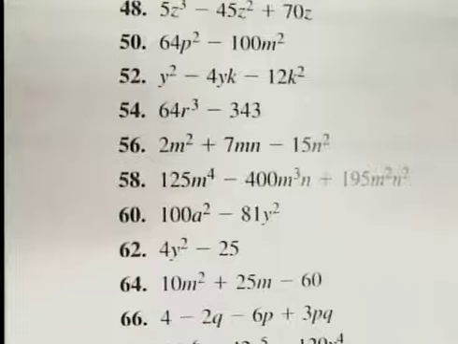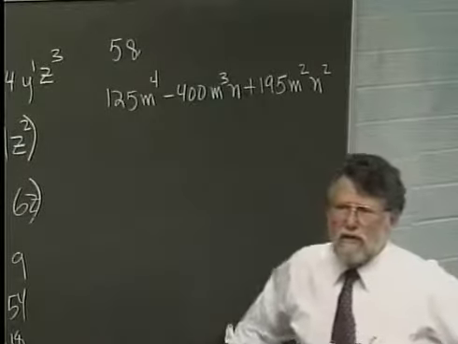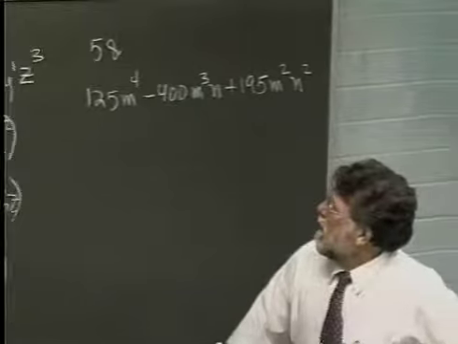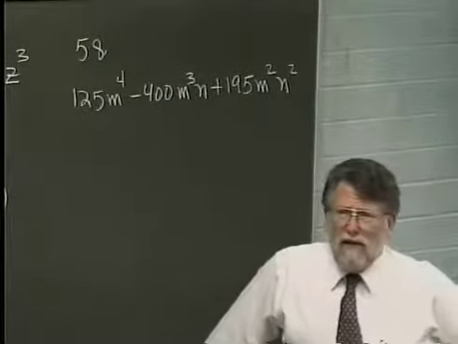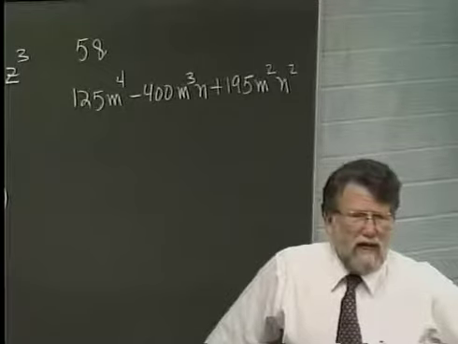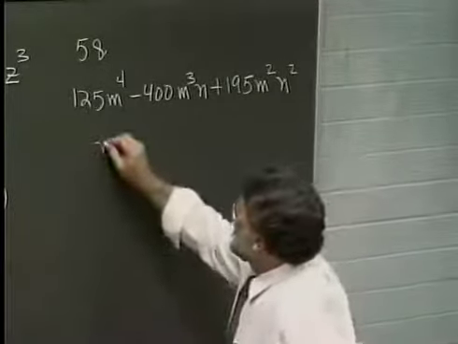Now, I'm having a little bit of trouble with that last number because there's too much light on it. We have 125m to the 4th, minus 400m cubed n, plus 195n to the second. Okay. I could not read the exponents there. m is in every term. That's good. And the lowest exponent on the m that's in every term is a 2. So I have m squared.